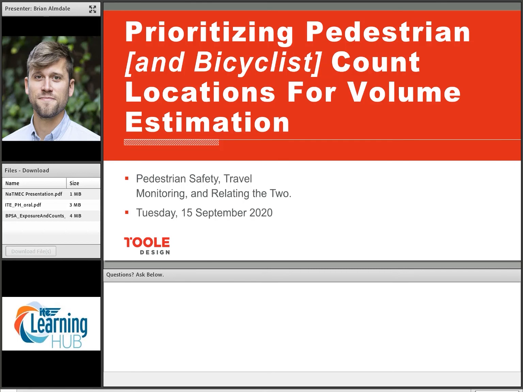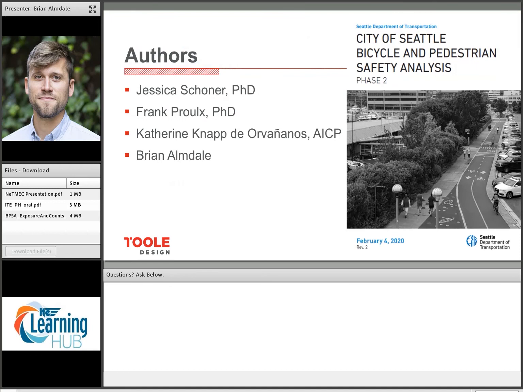I'm a planner at Tool Design, and I'll be discussing methods used to estimate pedestrian volumes across a citywide network, as well as the development of an algorithm used to prioritize future pedestrian count locations to enhance agency count programs and to advance traffic safety goals.